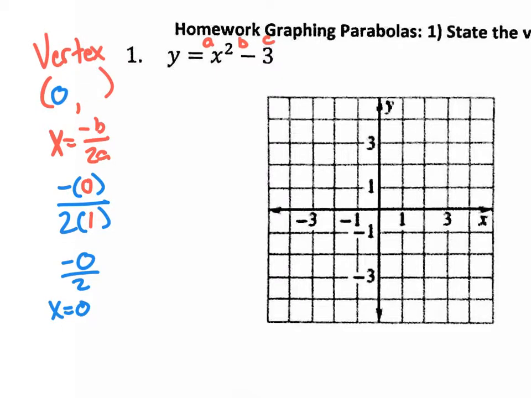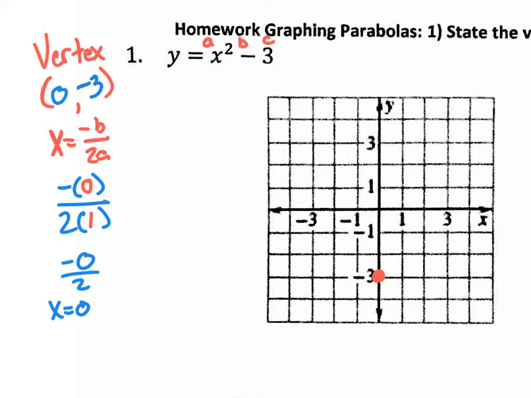How do you find the y value once you already know the x value? Plug it in. So we're going to plug in 0. The x equals 0, we're going to plug it right into x. And let's do the math in our head here. What's 0 squared? And what's 0 take away 3? -3. So 0, -3 is the vertex. Let's graph that vertex on the xy plane. 0, -3 is right here.